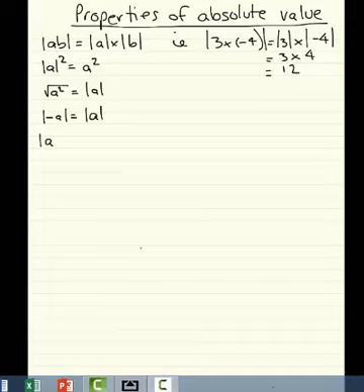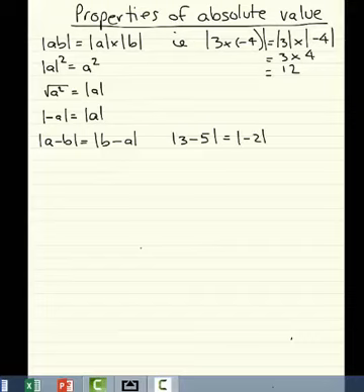Now the absolute value of A minus B is equal to the absolute value of B minus A. Think about that for just a minute. What is the absolute value of 3 minus 5? What's the absolute value of negative 2? Which equals 2. The absolute value of 5 minus 3 is obviously the absolute value of 2, which is 2. Make sense?